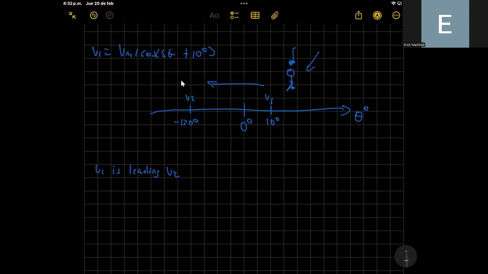And another thing that we need to compute is the phase difference between them. That is basically the distance between them. So here we have 10 degrees for V1 minus minus 120 degrees. This is the phase difference between them, and this will be equal to 130 degrees. So we can say that V1 is leading V2 by 130 degrees. And this is the way in which you can compare two sinusoidals.